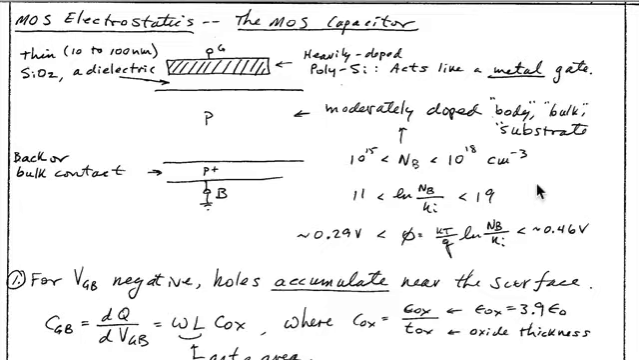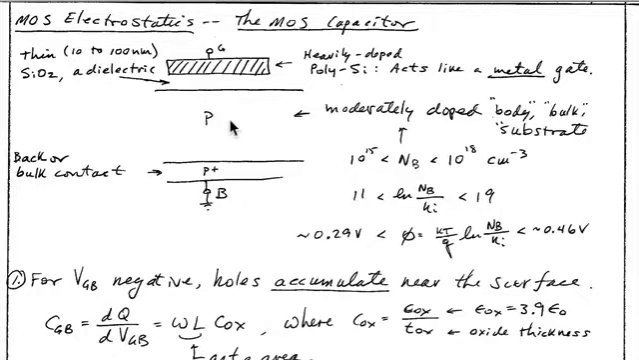Let's talk about the MOS capacitor, which will lead us to an understanding of the MOSFET threshold voltage. The top plate of the MOS capacitor is the gate, formed from a polycrystalline silicon, or poly layer. It's heavily doped so it acts like a metal. Underneath the gate is a thin dielectric layer formed from silicon dioxide, an insulator.